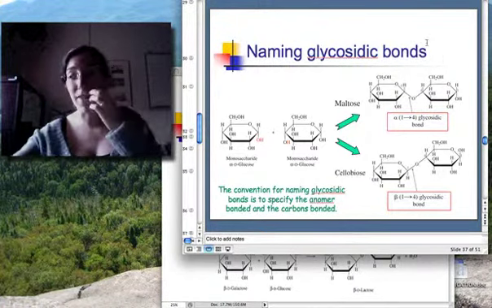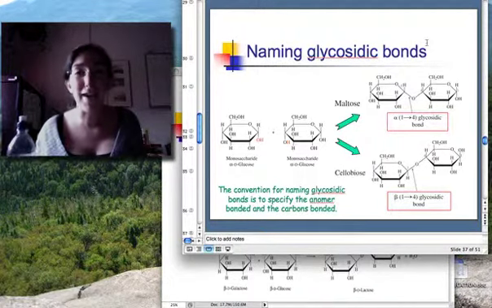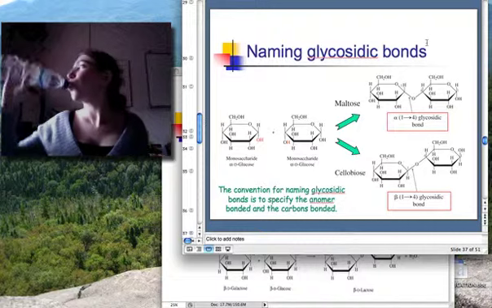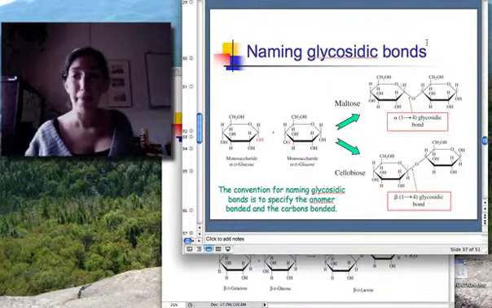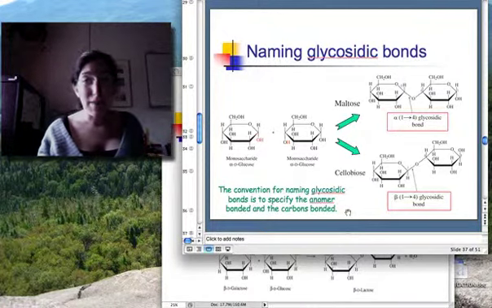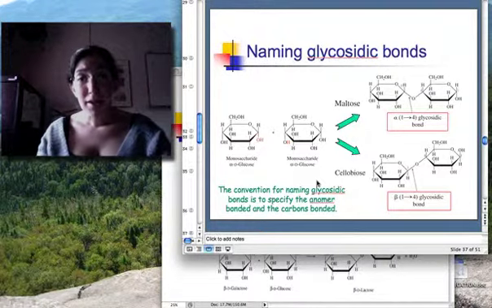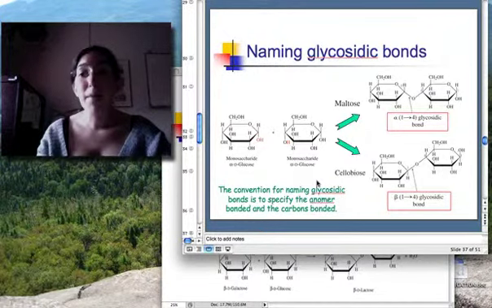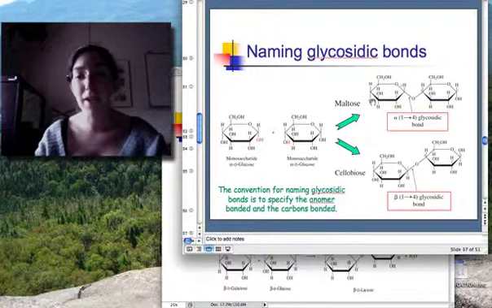Okay, so a little bit of nomenclature when it comes to glycosidic bonds, which means we're talking about monosaccharides attached together. We have to name them. We have to indicate which monosaccharides are attached and how they're attached. Okay? So the convention for naming glycosidic bonds is to specify the anomer that's bonded and the number of the carbon that's bonded. So what am I talking about here?